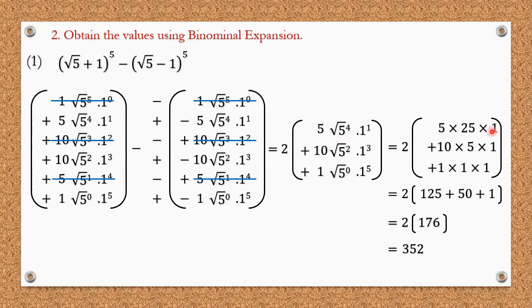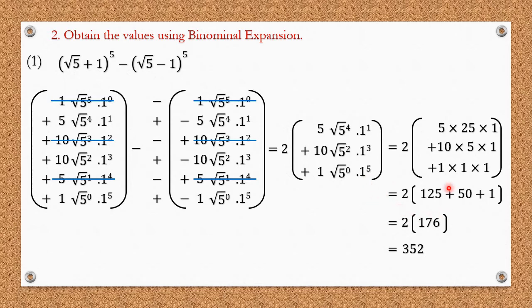So 5 into 25 plus into 1 plus 10. 2 is the power and root is there, so half of 2 is 1. So 5 raised to 1 is just 5. So plus 10 into 5 into 1, and then 1, anything raised to 0 is 1, and 1 raised to 5 is 1. So 1 into 1 into 1.